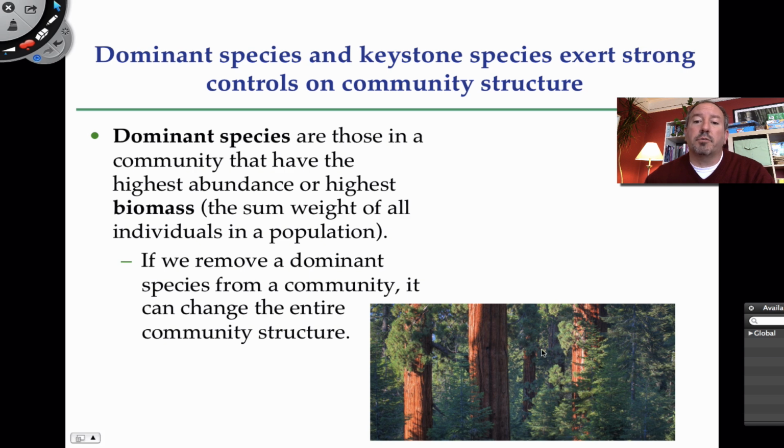In other words, there's a lot of organisms that need the tree, they live in the tree, or there's organisms that will be affected by the loss of the forest. And so that's what we mean by a dominant species.